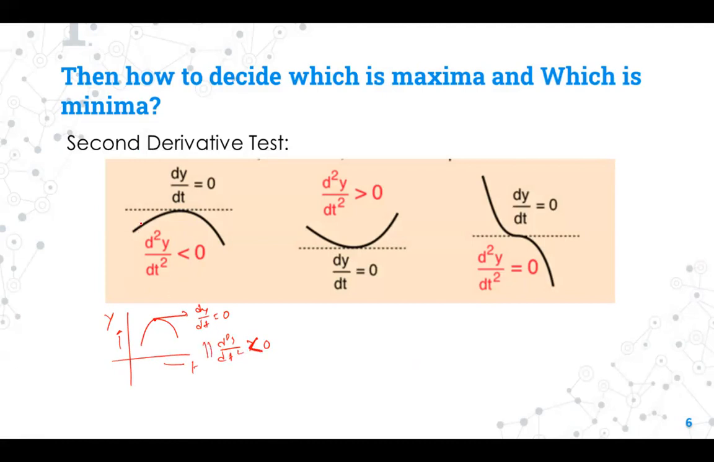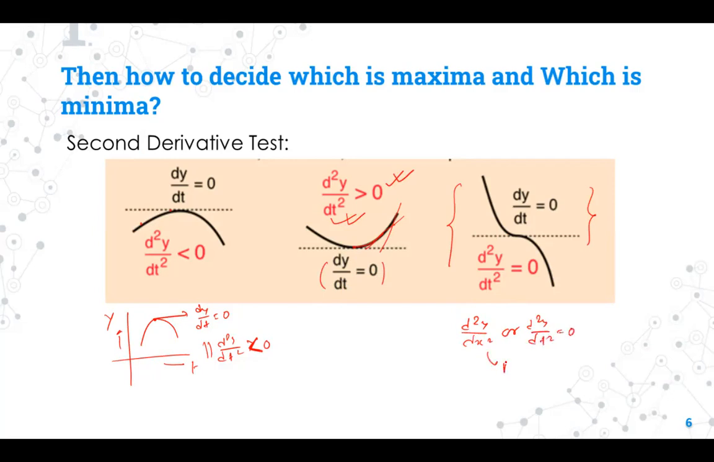Because you can see the slope is decreasing to 0. In this case, for the point of minima onwards, again you can see the slope is increasing. In that case, the second derivative d2y by dt square has to be greater than 0. Slope is 0 there. Now there is a special point which I'm not going to discuss, but I thought I should mention what would happen if d2y by dx square or d2y by dt square is equal to 0.